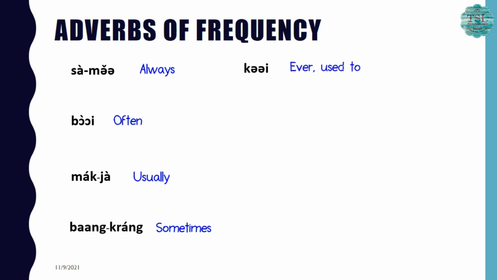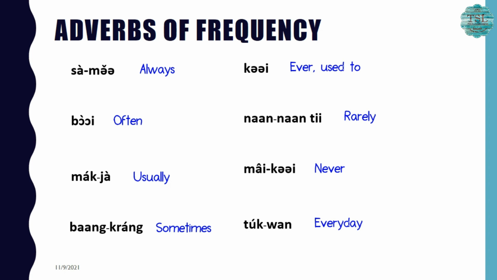And then เคย, which means ever or used to. The next one is นานๆที, which means rarely. So we have เคย and now we have ไม่เคย, which means never. And the last one ทุกวัน means every day. So เสมอ is the most frequent, and then ไม่เคย is the least one.